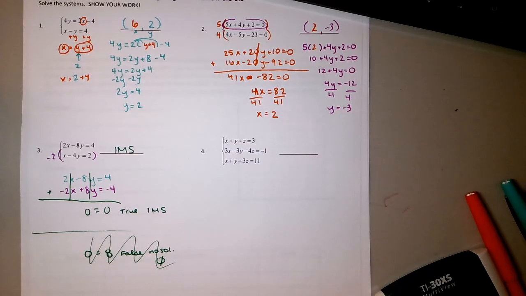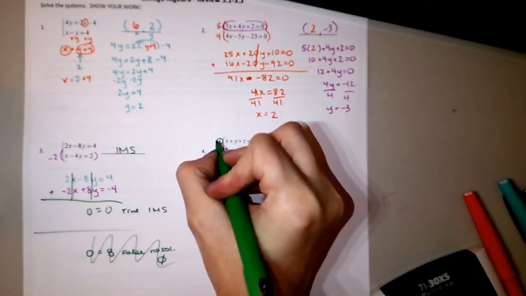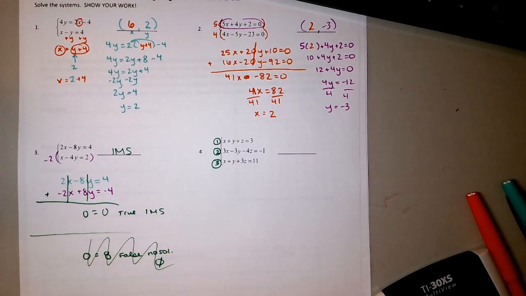Okay, this next one has a lot happening here. We have 3 equations with 3 variables we have to find. All right, here we go.